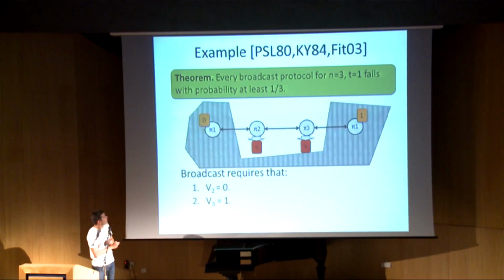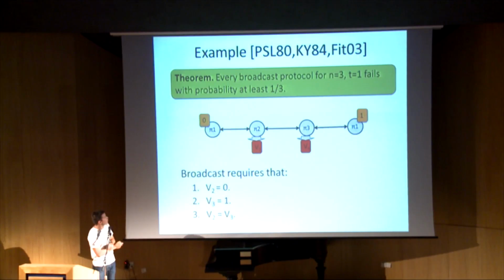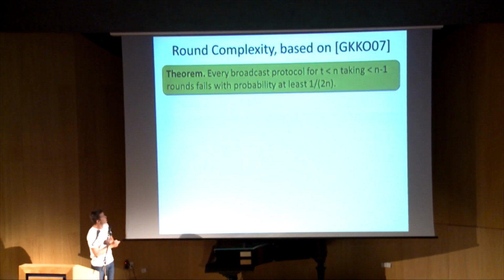Good. So now we know this framework. This is an example of how it works. And now we're going to apply it in order to show that every broadcast protocol that tolerates any number of corruptions and that takes less than n-1 rounds will fail with probability at least 1/2n. Okay? So just the way it's written here, so far it's known. It's based on the work by Garay, Katz, and Ostrovsky from 2007. I will show later how we modified it.